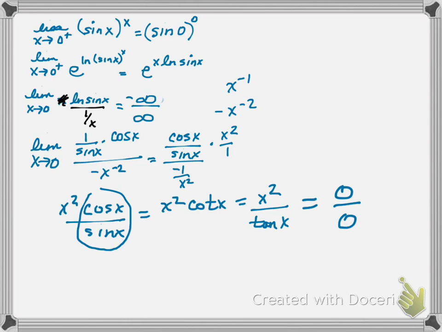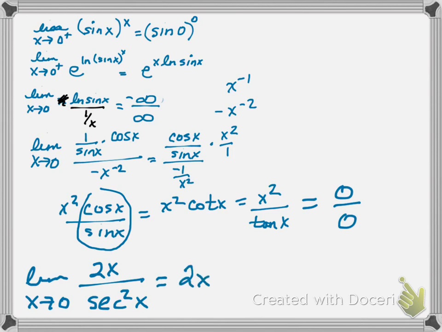Now I've got another L'Hopital's rule to do. You can see we have to do it twice a lot. So I get to take the derivative again. The derivative of an x squared is a 2x. And if you remember, the derivative of tangent is secant squared. So now we're ready to do the limit as x approaches 0. And instead of dealing with a secant on the bottom, that is the same thing as a cosine on the top.